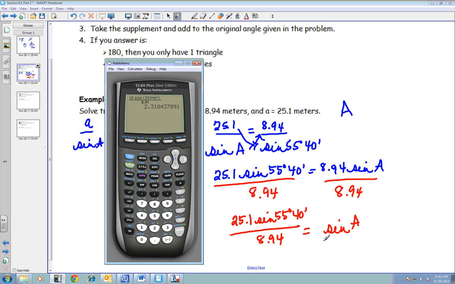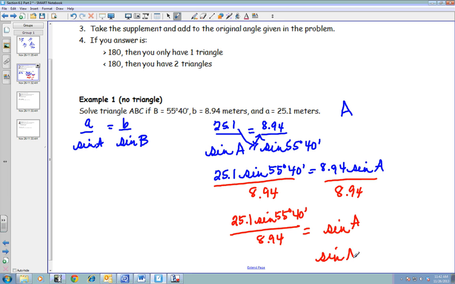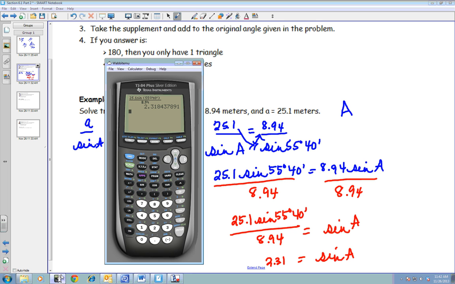2.31. That's what sine of angle A equals. The reason we got an error message is not because we made a mistake, but because sine can't equal anything over 1. So this is not possible. Sine of angle A will never equal 2.31. When you do the problems on this assignment, if you get an error message, check your work, but chances are you didn't make a mistake, that triangle does not exist.